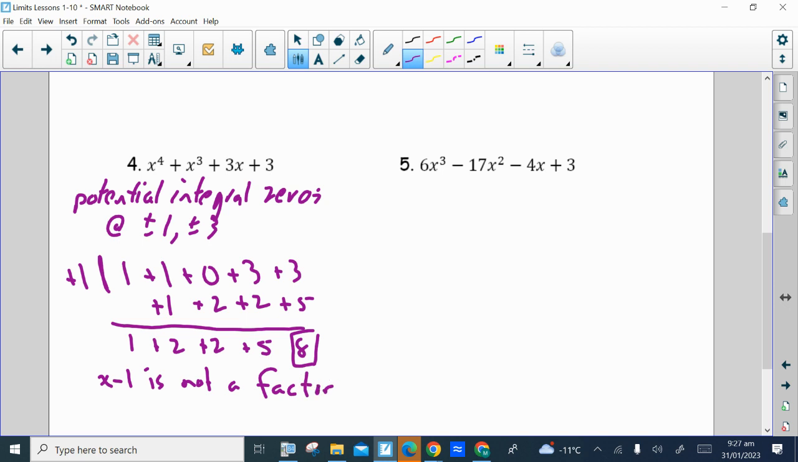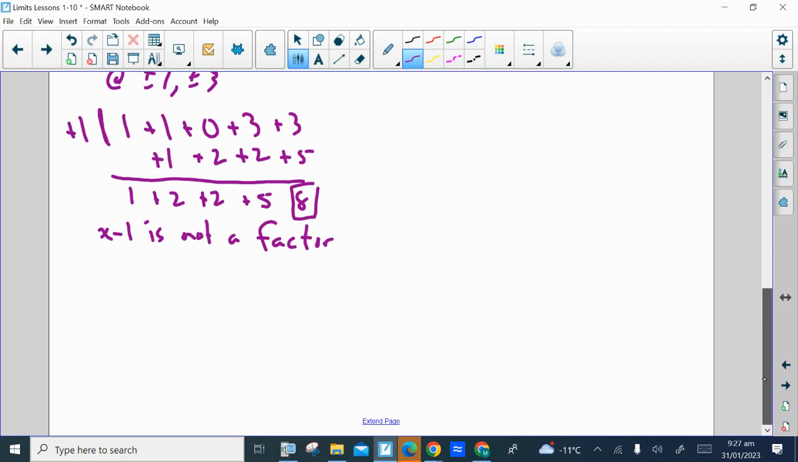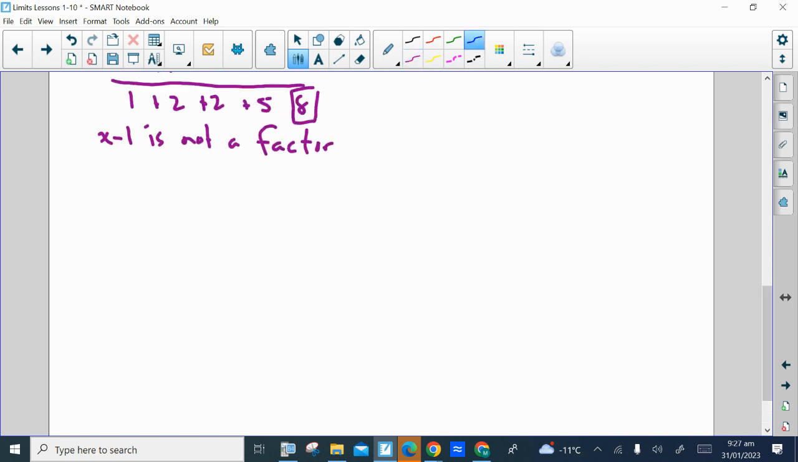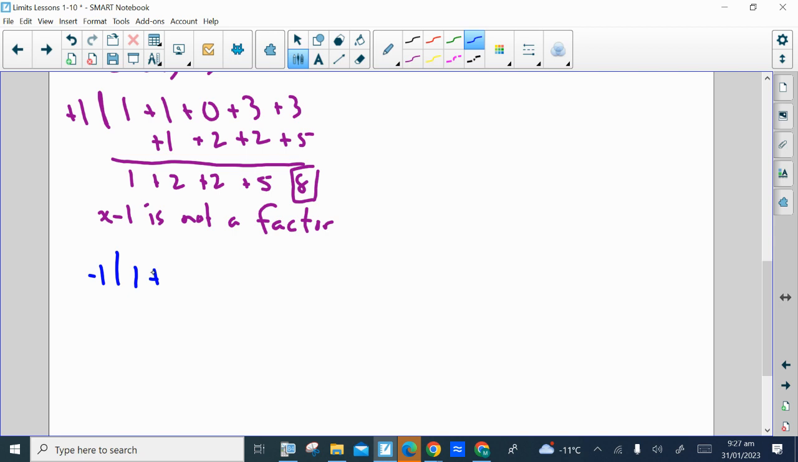So if we want to see if negative 1 is a 0, that means x plus 1 would be a factor. We'll change it to x minus 1 so we can add as we're going along. One times 1 is negative 1. We add and get a remainder of 0.